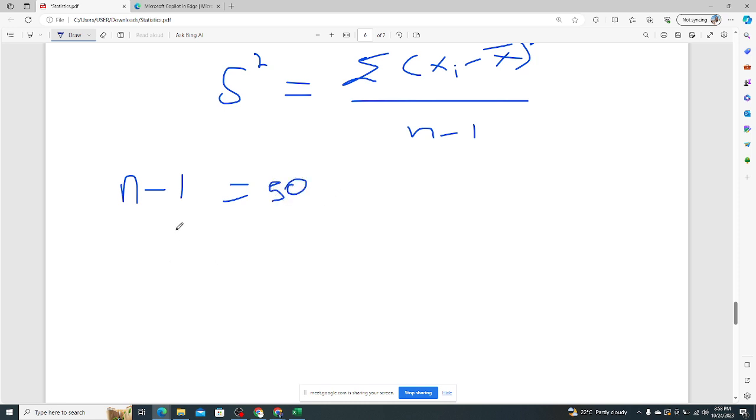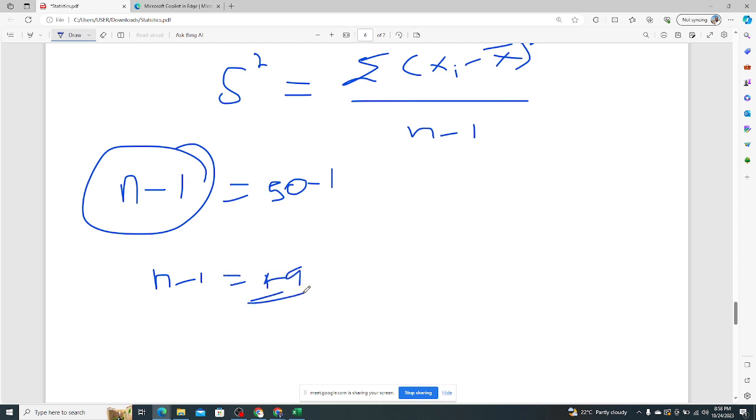Or it is 50 minus 1. Basically we know that n minus 1 will be equal to what? 49. We know this is the sample size which we are going to use.